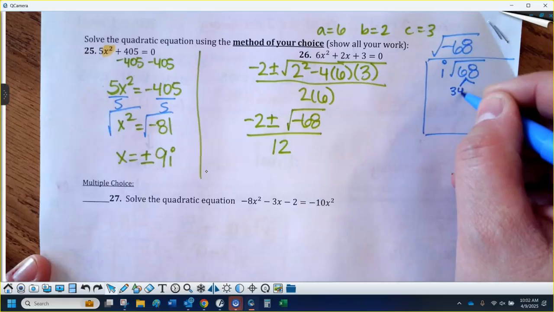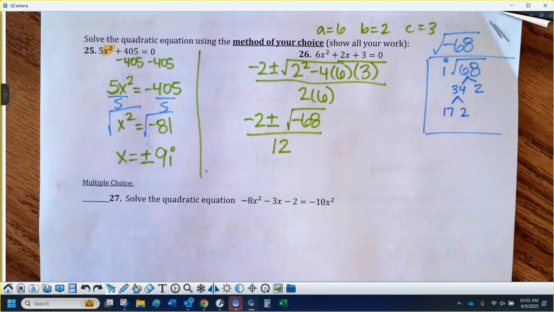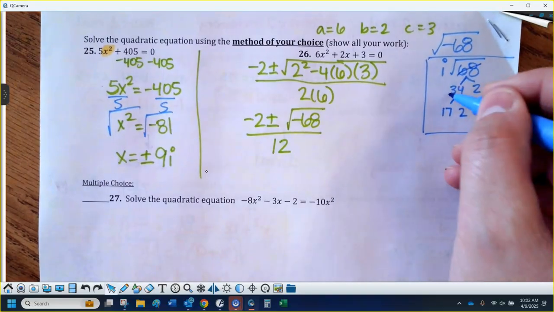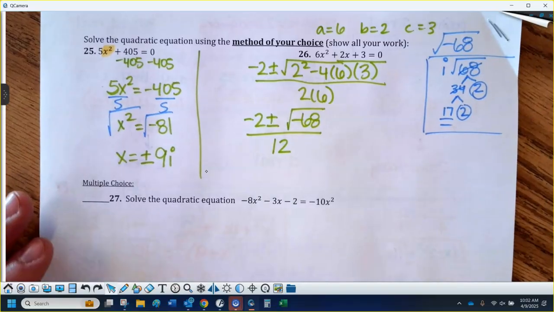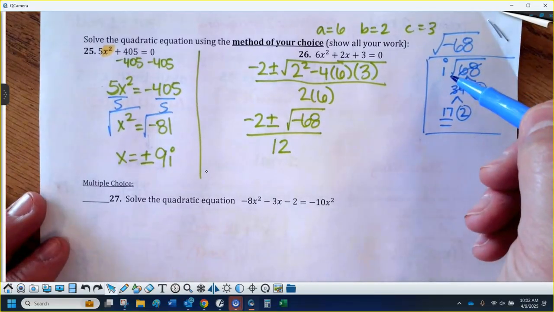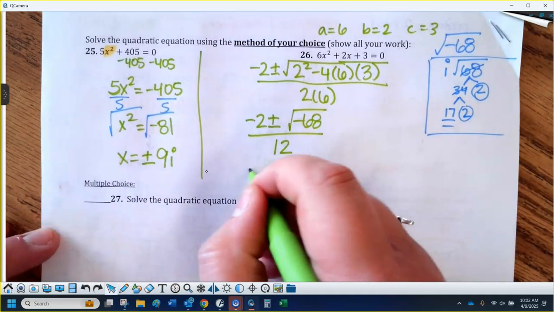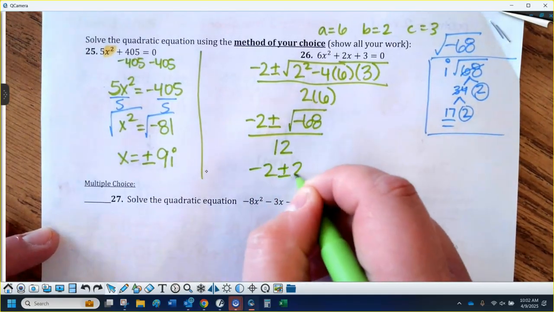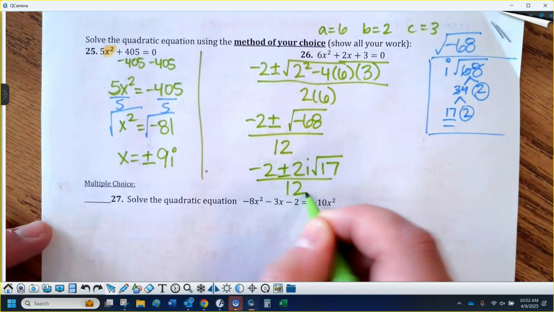34 and 2. Yeah, and then you stop. Yeah, 17 is a prime number. Okay, so you do have a pair of 2s. The 17 would stay underneath. Now, remember, there's an i with this out in front. So when I write this, I'm going to write negative 2 plus or minus 2i radical 17 over 12.